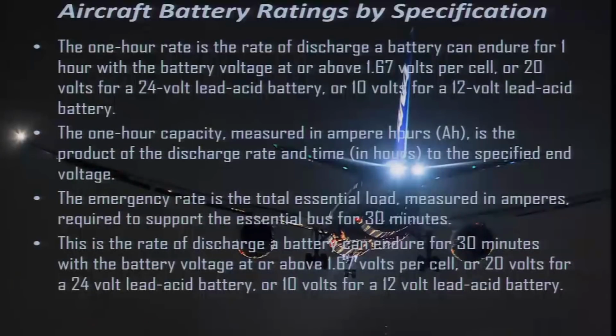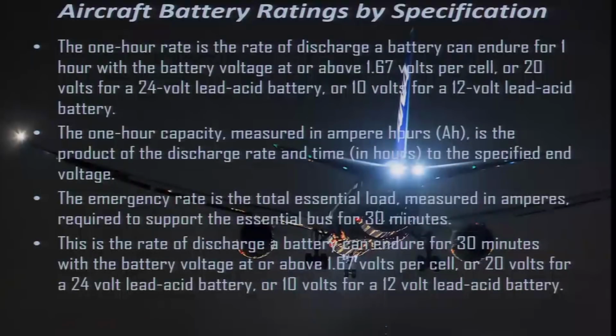So, the batteries are rated in ampere hours. The 1 hour capacity measured in ampere hours is the product of discharge rate and time in hours. So, discharge rate is in amperes, time is in hours. So, 1 hour capacity is measured in ampere hours, that is the product of discharge rate and time to the specified end voltage. Again, the emergency rate is the total essential load measured in amperes required to support the essential bus for 30 minutes.